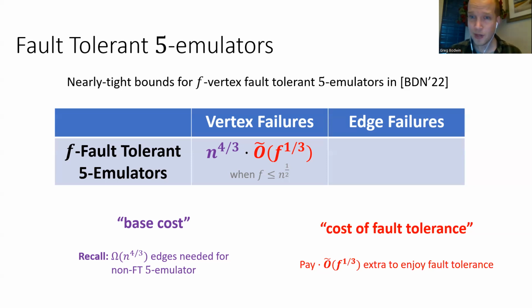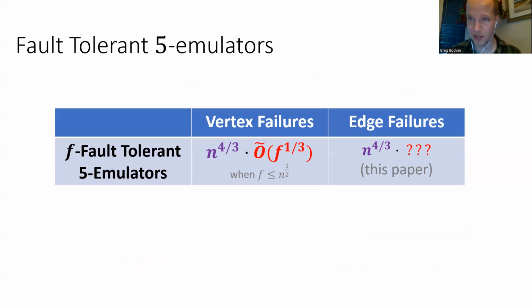But anyways, edge failures are what we are looking at in the current paper that I'm talking about. And for exactly the same reason, you're going to have to pay this n to the 4/3 term. The only question is, what is the price of fault tolerance that we're going to need to associate here? Is it going to be more than this F to the 1/3? Is it going to be the same? Is it going to be less? It's not really clear, and that's the question to investigate.